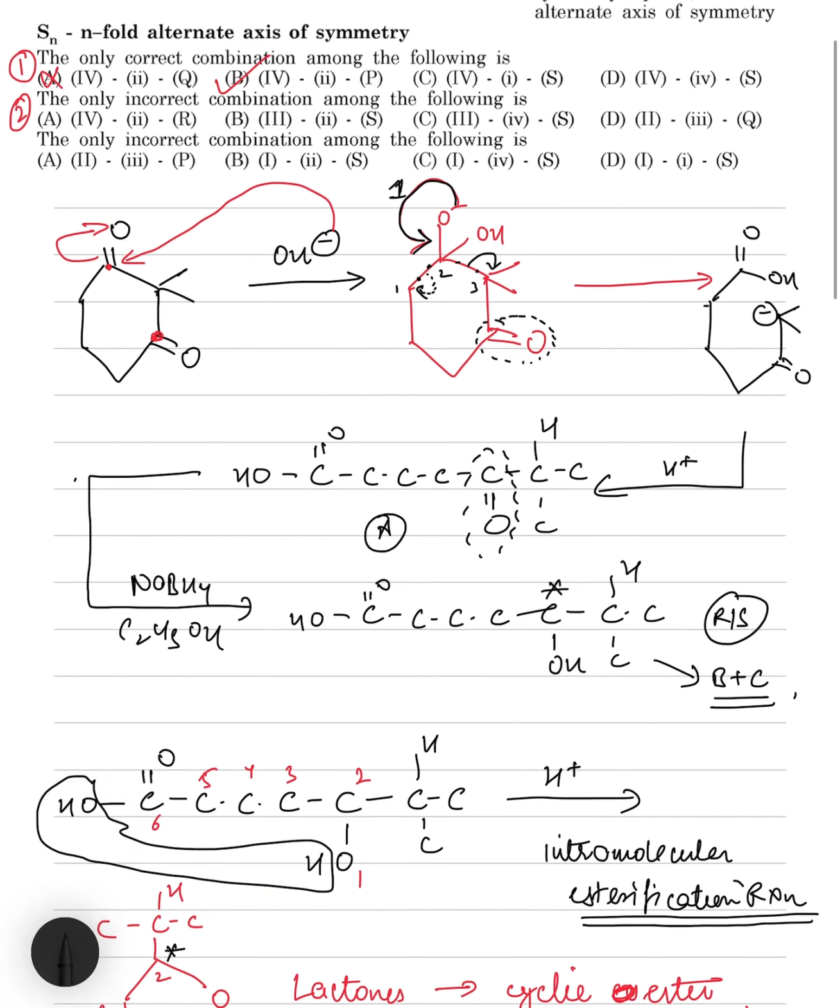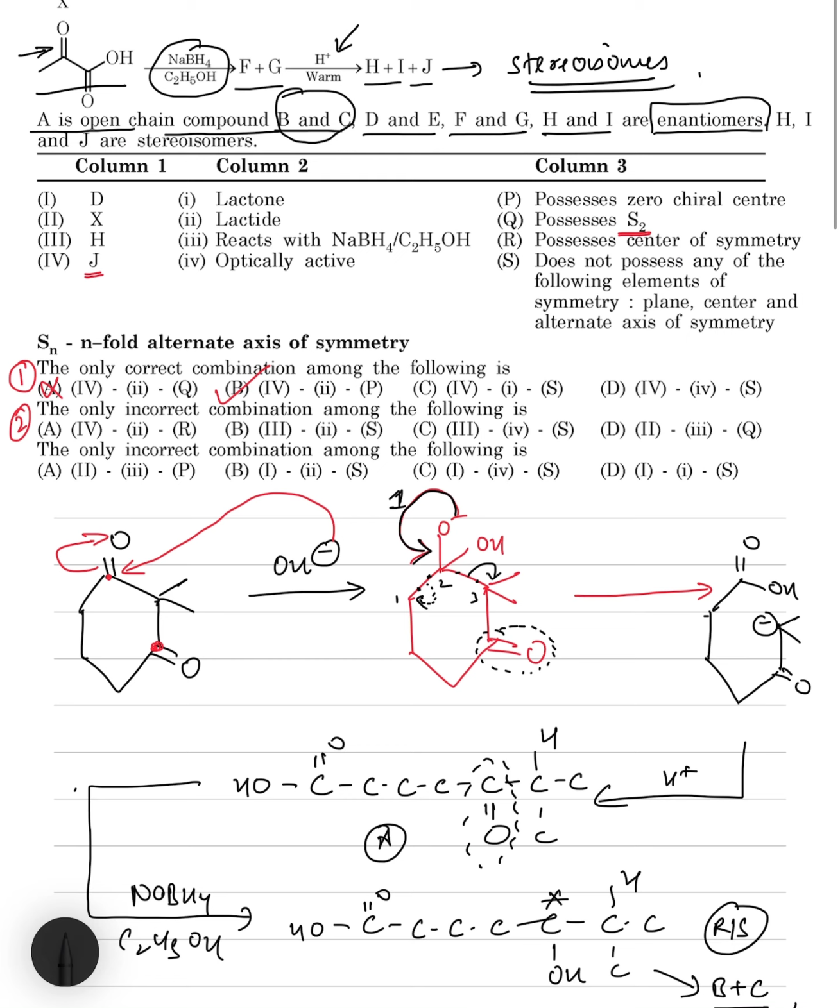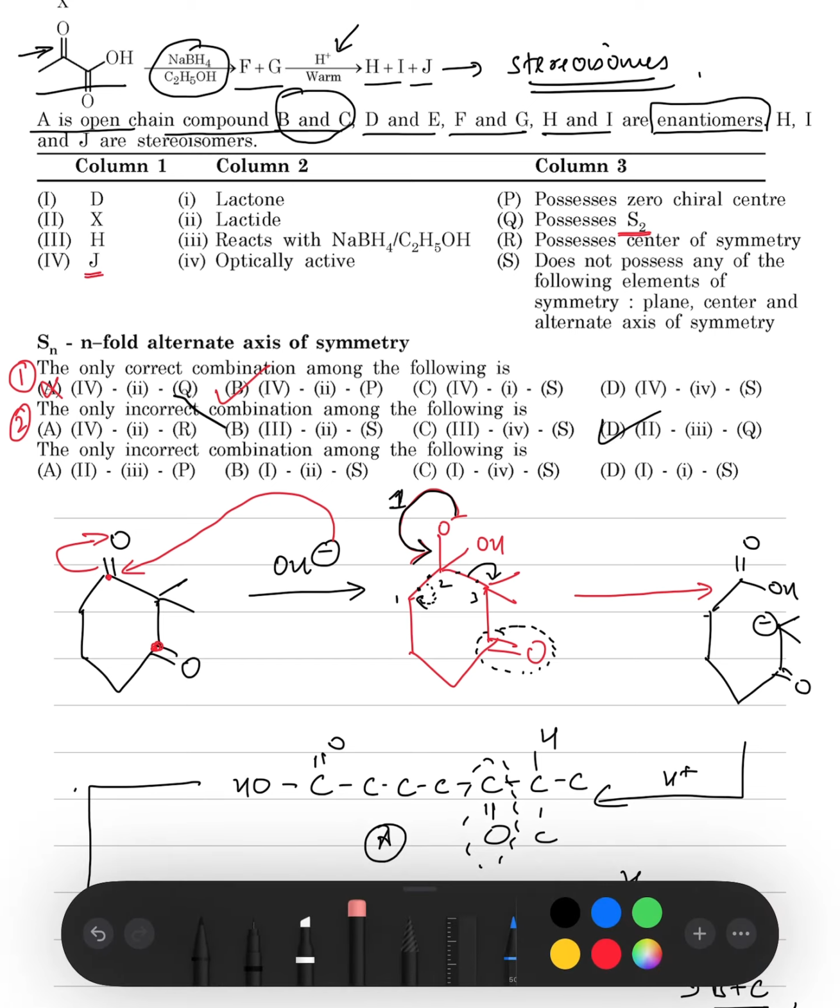So here, the question says the only incorrect statement. Second, third, Q. J is what? Second means X, and third, yes, we have proven that X reacts with third. And Q is what? Q, it possesses S2 symmetry, which is incorrect. So here the option is D, right?